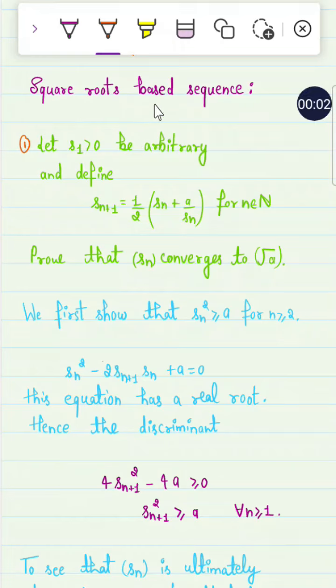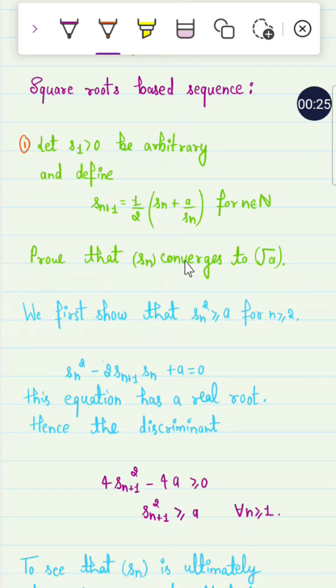Now, square root based sequence. What are the sequences which are square roots based? If s1 is greater than 0, arbitrary, and define s(n+1) equals 1/2 (sn plus a upon sn) for n in natural numbers. This is the square root based sequence, right? Because the limit of this sequence is square root of a.